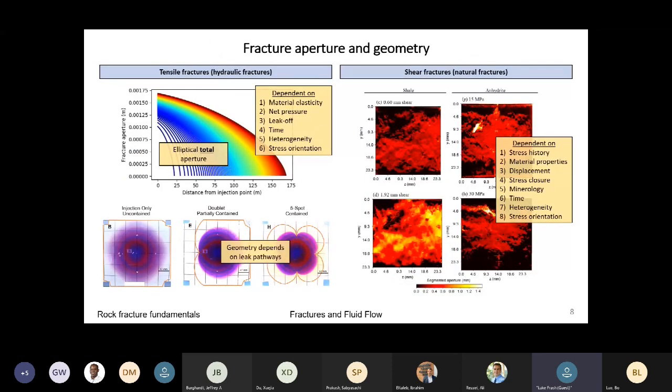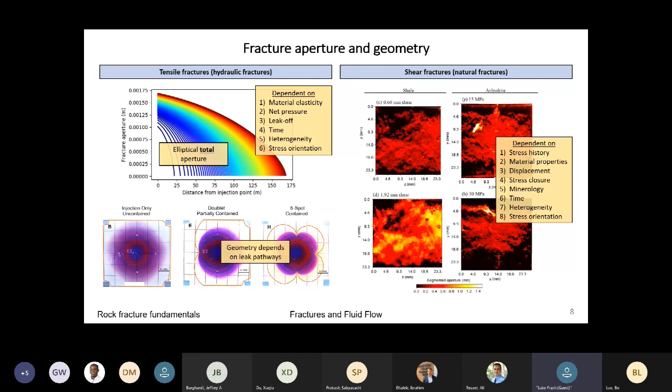So moving on a little bit more here, adding some more complexity. So fracture apertures and models like PKN, GDK, they all assume smooth fractures. Real fractures are rough. They're stranded and they're complicated. They're going to have some shear in them, they're going to have some tension in them. It's not just going to be one pure form or another.